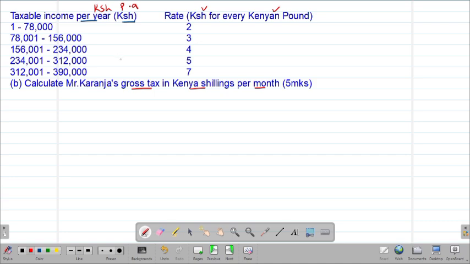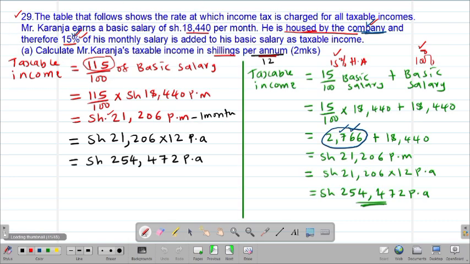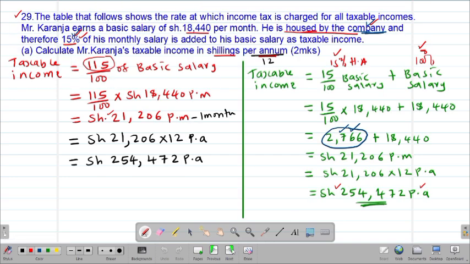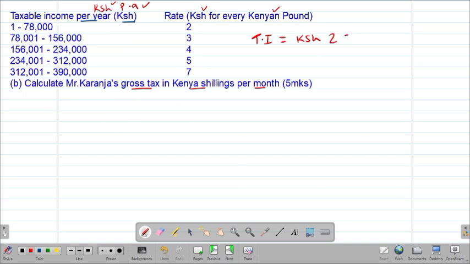Of course, for us to get the gross tax, we need to know where our taxation is going to end. Our table is in Kenya shillings per annum. Therefore, we're going to use a taxable income that is in Kenya shillings per annum. Our taxable income was in Kenya shillings, and we got it as 254,472 shillings per annum.